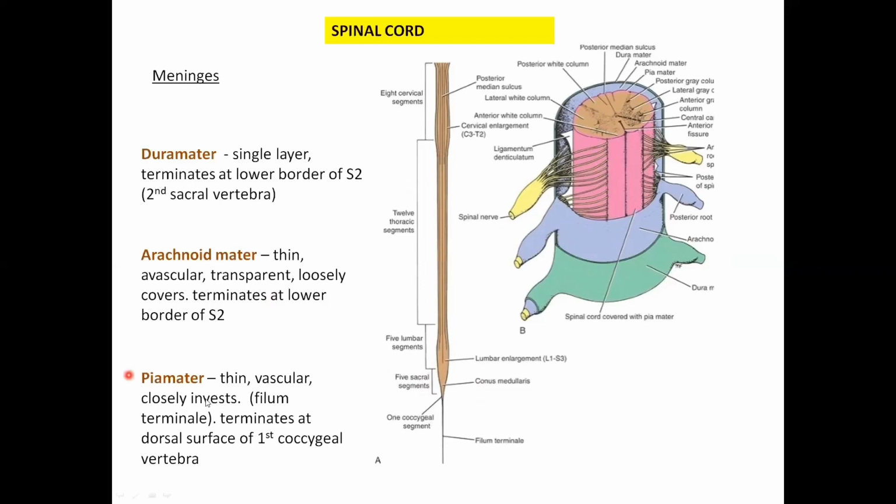The pia mater, I told you, intimately covers the spinal cord. So after the termination of the spinal cord, the pia mater that covers the spinal cord continues below as filum terminale. So this is the filum terminale. This filum terminale attaches to the dorsal surface of the first coccygeal vertebra.